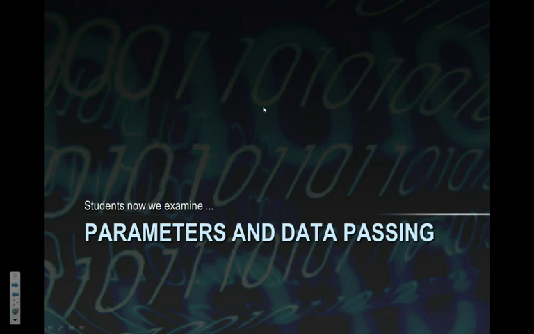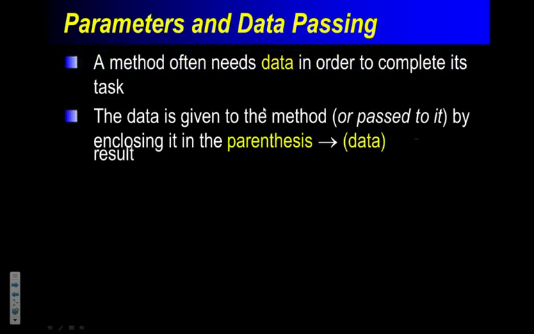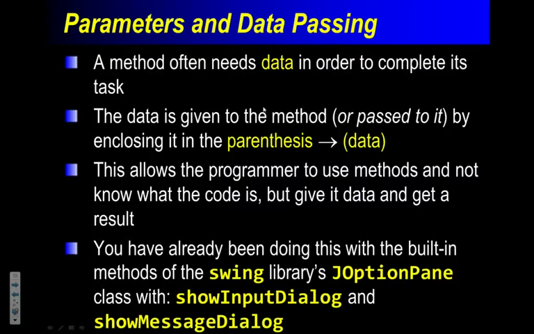Then I went on to this idea of parameters. Often a method requires more data to be useful, and that data is passed in what's called a parameter. And again, this is just like in math. They use that same sort of terminology. And believe it or not, you've already done this with built-in methods. JOptionPane is a built-in method.